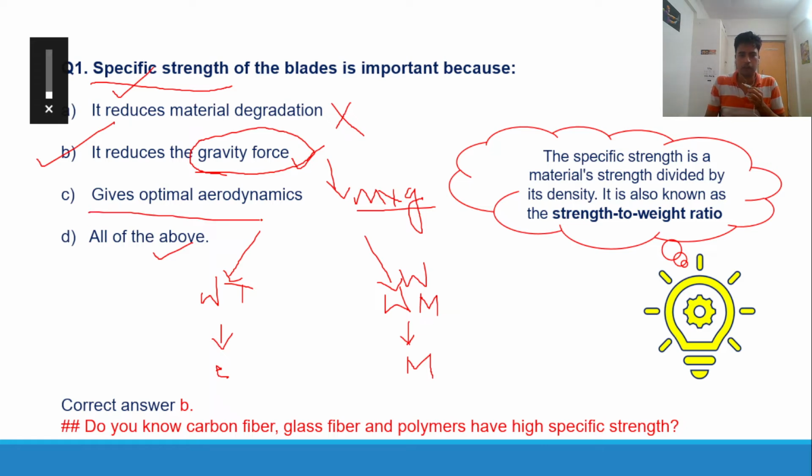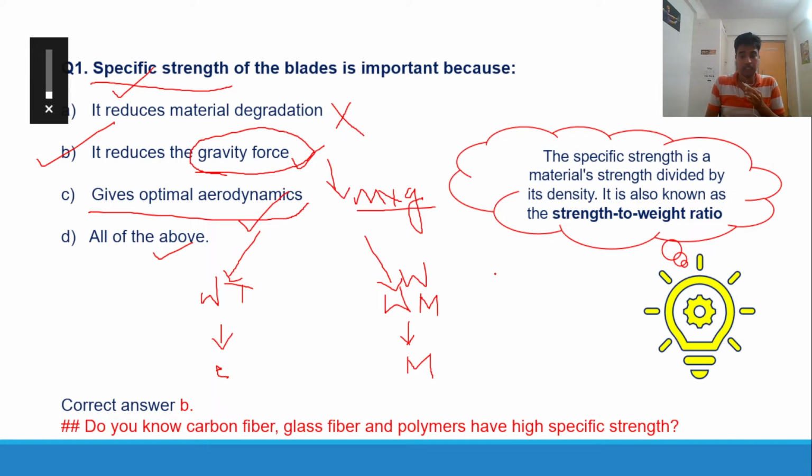Optimal aerodynamics can't be a true option, maybe partially true, but aerodynamics is not very much related to the specific strength of the blades. Aerodynamics has other features like drag, drag coefficient, coefficient of friction, and air velocity. These are the aerodynamic properties which are utilized. So specific strength in general doesn't have to do with aerodynamics. The correct option is option B: it reduces the gravity force.